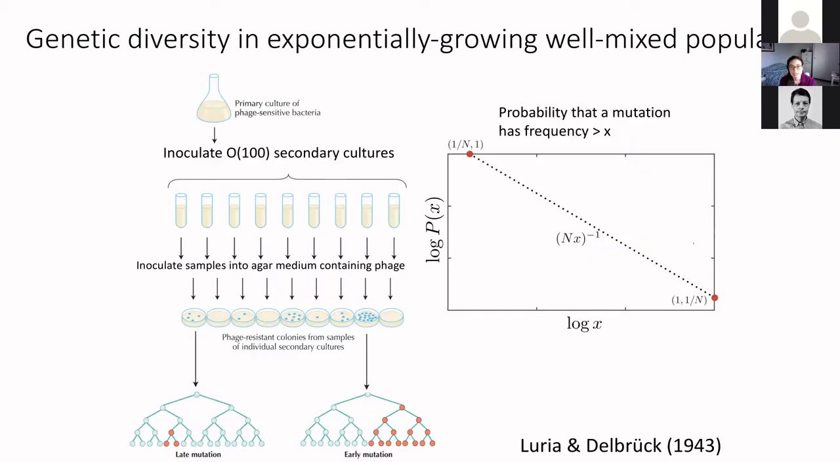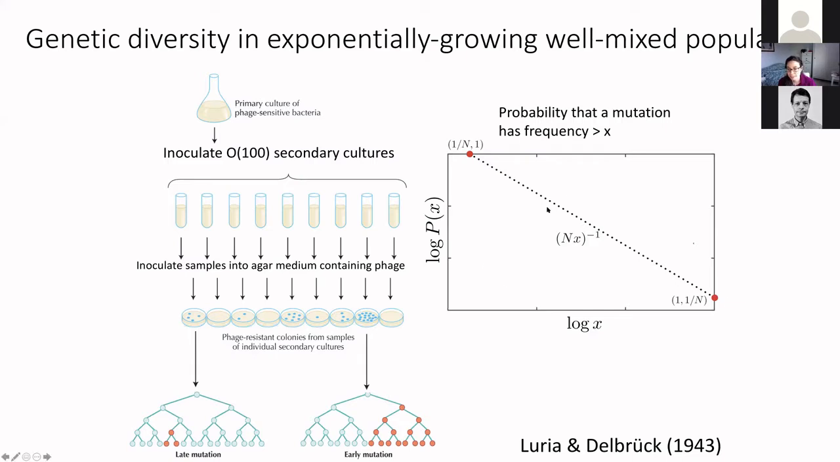The experiment that Luria and Delbruck did is briefly sketched here on the left. The key result was that they were able to quantify this frequency spectrum: the probability that a mutation that occurs in the population is carried by a frequency X in the population.